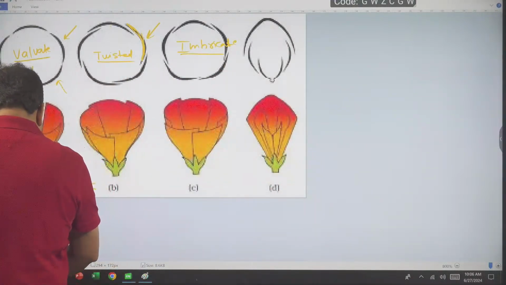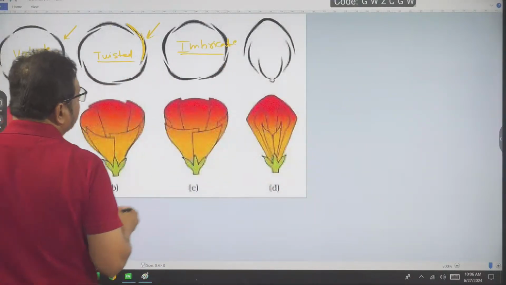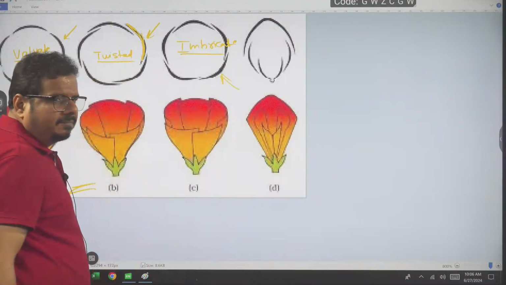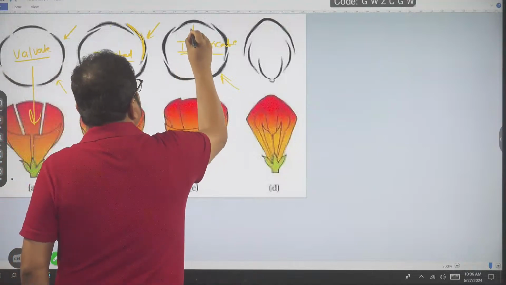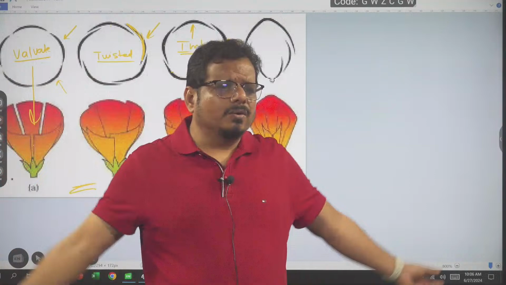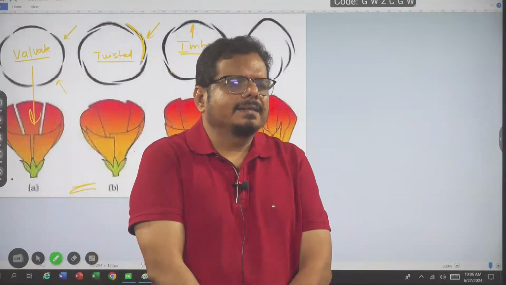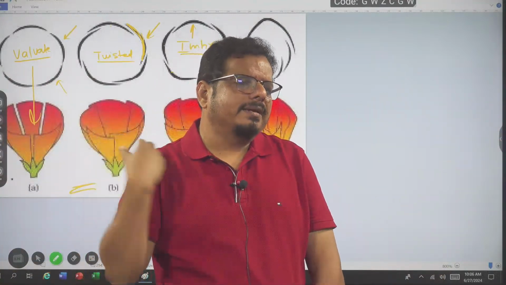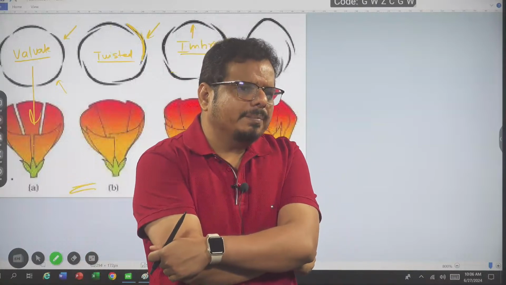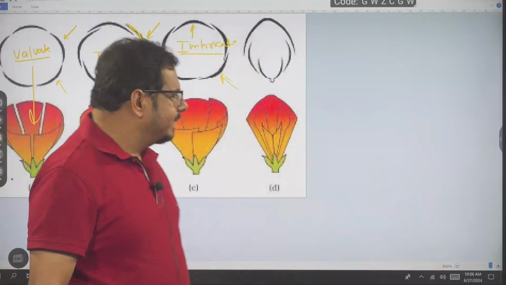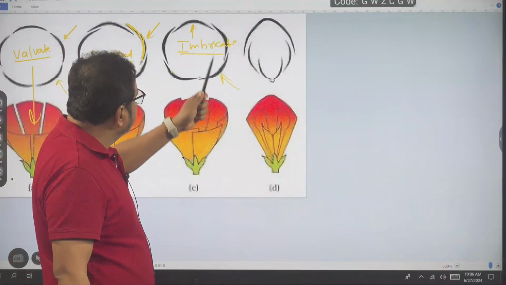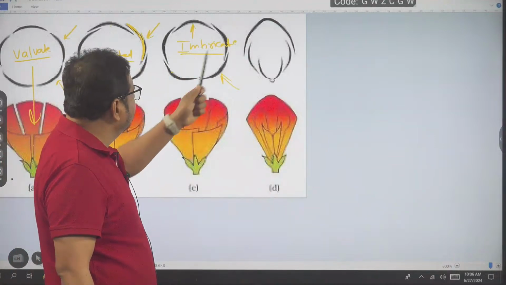In the lab manual, if you read, you will find that one is overlapping the other from both sides. This one gets overlapped and the remaining are twisted. What is the meaning of it? One is completely overlapping the others, another is completely overlapped, like one friend putting their hand there, another friend putting their hand here, and the remaining are twisted. So what is imbricate? One overlapping, one overlapped, remaining are twisted.